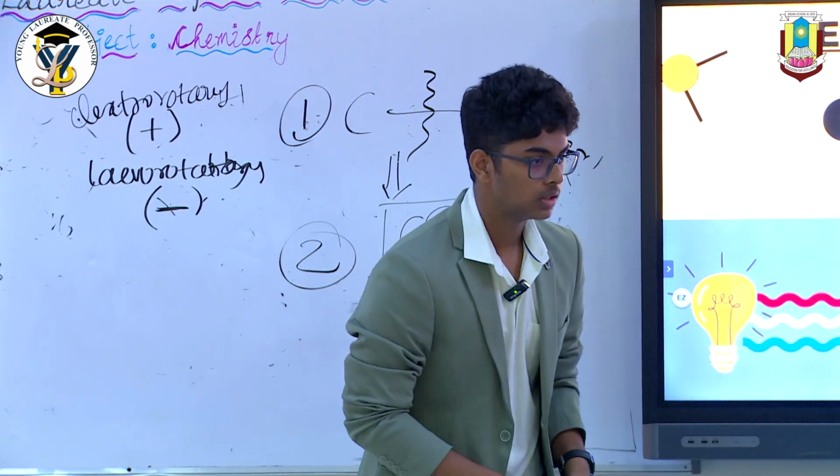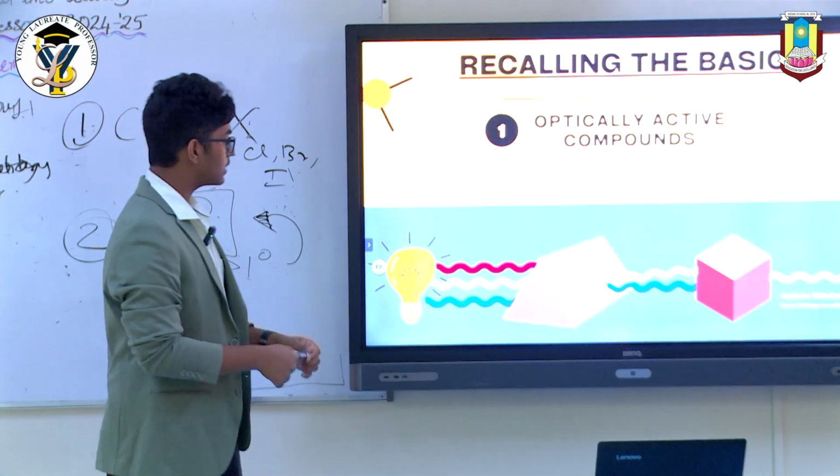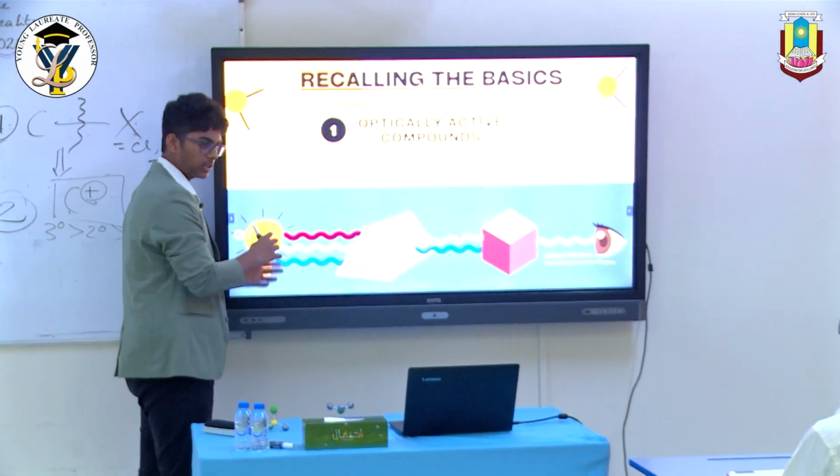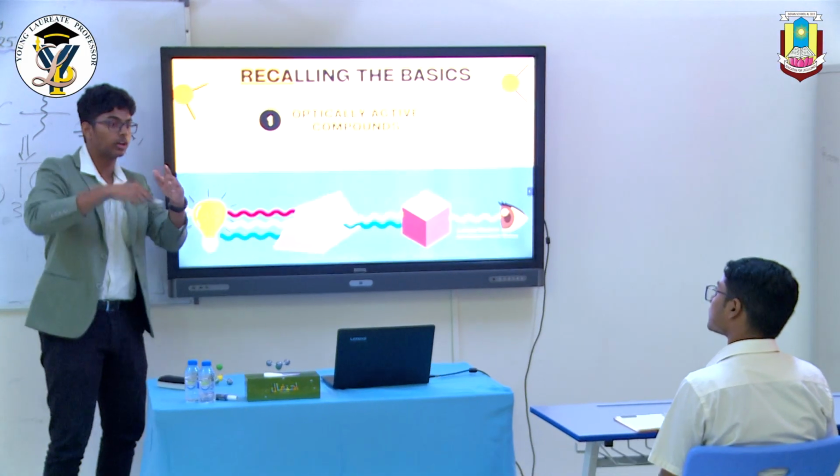What is unpolarized light? Unpolarized light is actually, see, when normal light sources are emitting light, there will be light that's going in all different directions.